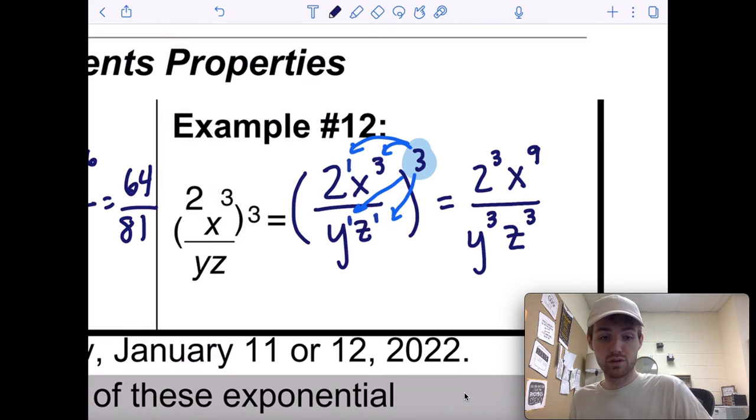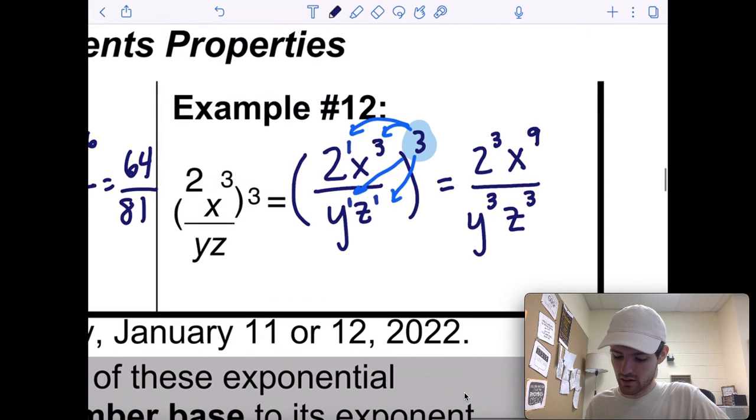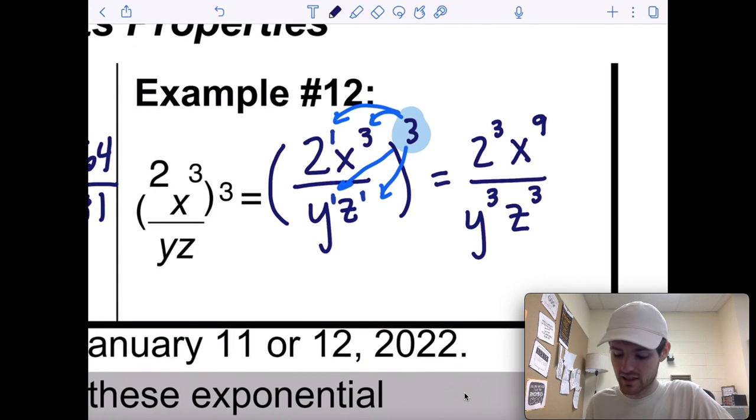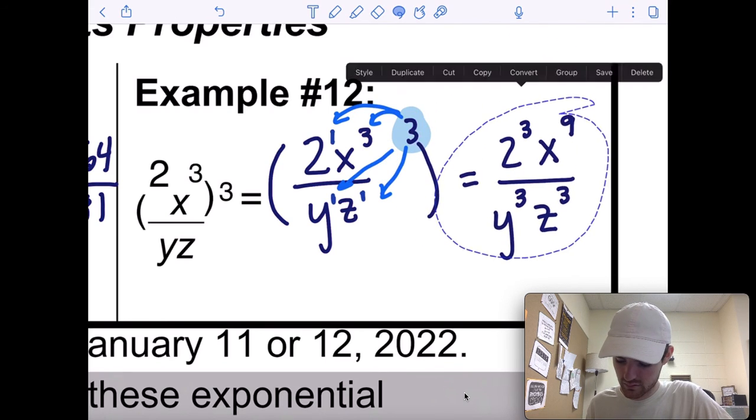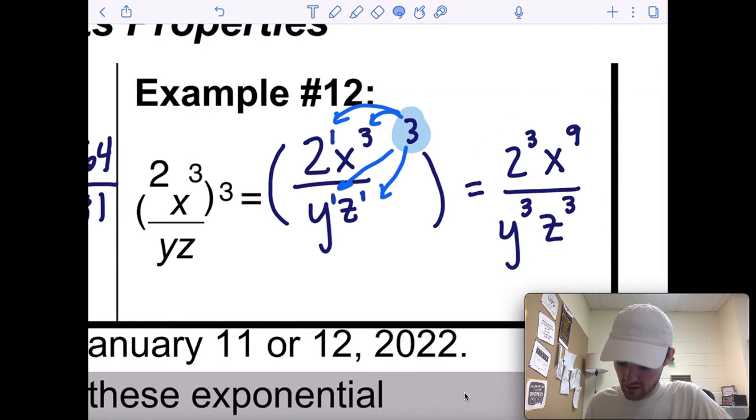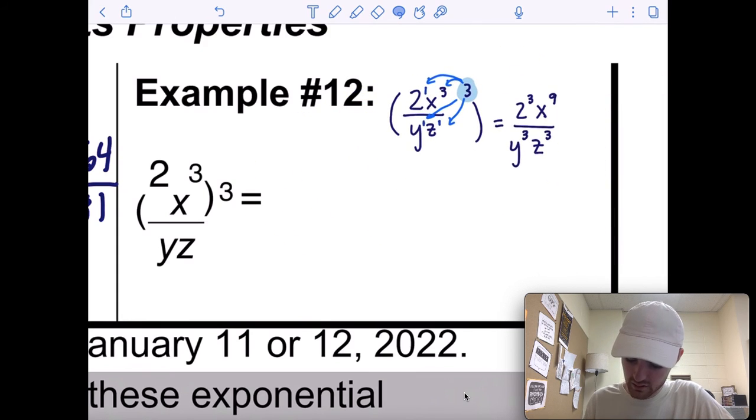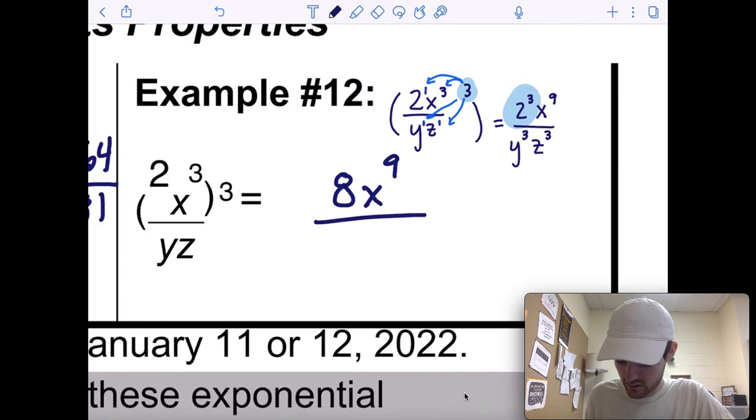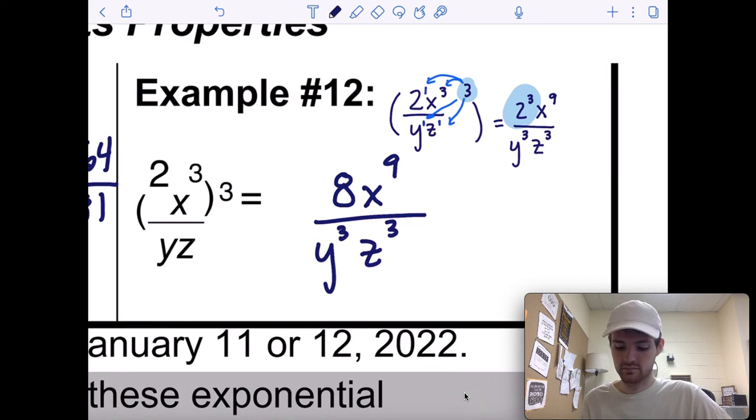Are we done? Are we good here? We're really close. The only other thing that I want us to do is simplify these numbers. The only thing left to do is to fix up that 2 to the third power, that would give us 8x to the 9th, y cubed, z cubed. Cha-ching.